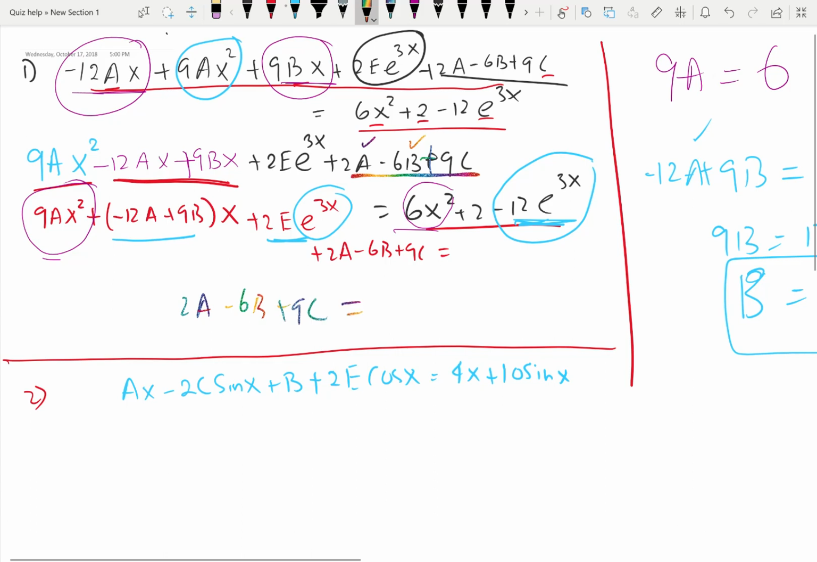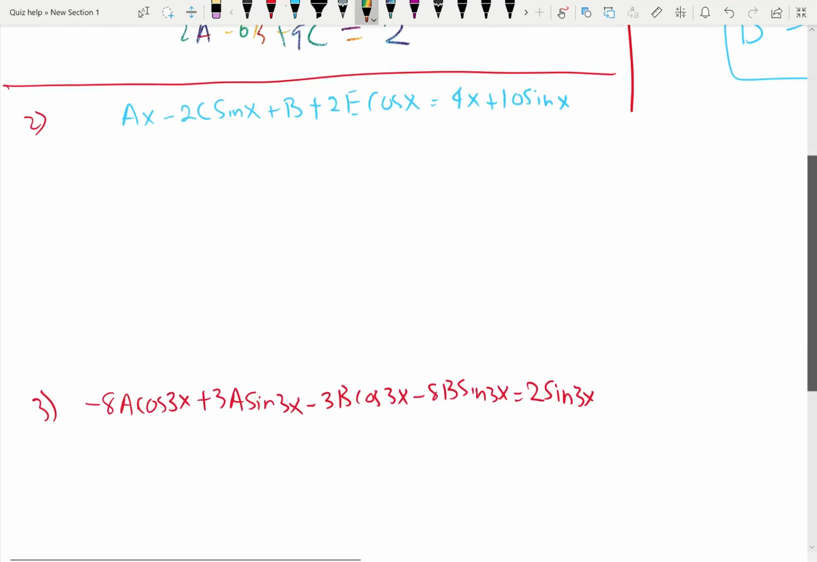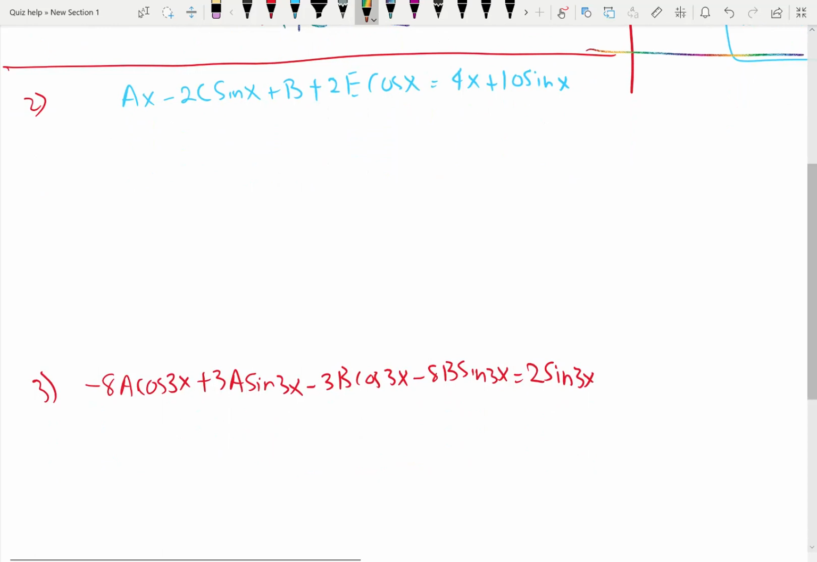What are the constant terms on the right hand side? Just 2, right? Just 2. So we already know a and b, so we can find c, right? So that's the idea. Now it gets a little bit tricky when you move on, okay? Let's look at another simple example and move on to something tricky.